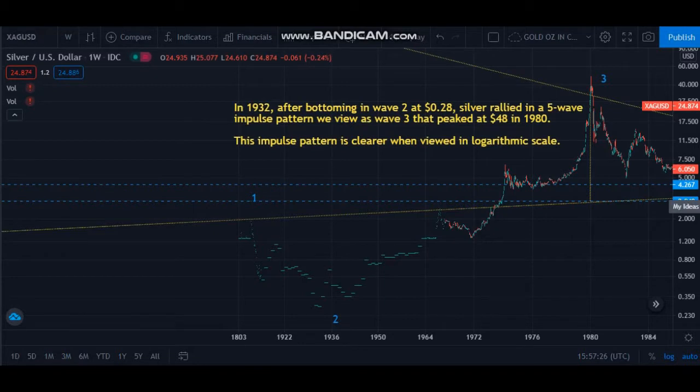In 1932, after bottoming in Wave 2 at 28 cents, silver rallied in a 5-wave impulse pattern we view as Wave 3 that peaked at $48 in 1980. This impulse pattern is clearer when viewed in logarithmic scale.